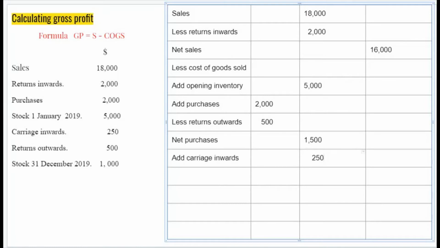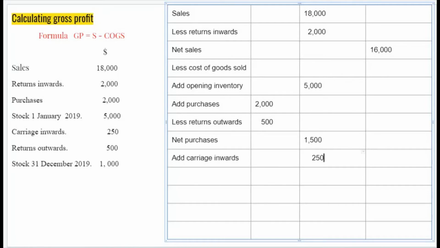Now we need to total. A lot of mistakes that people make is that they tend to add the net purchases or purchases figure and the carriage inwards and totally forget about the opening stock or inventory.